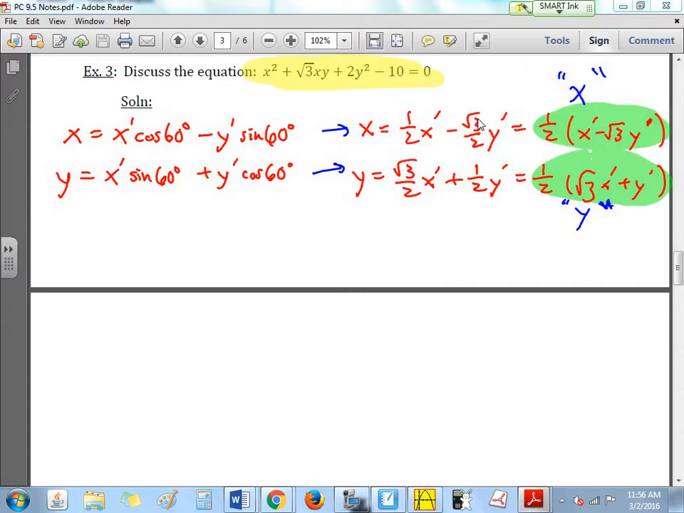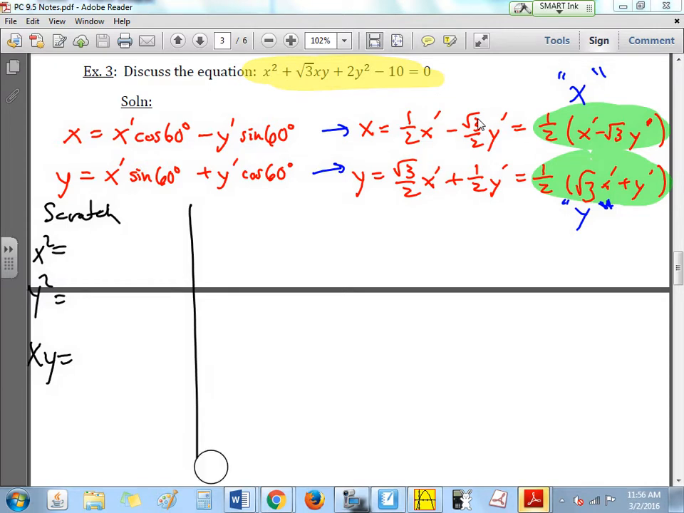Okay? So I'm going to do a little bit of a detour, like scratch work on the side here. I'm going to find x squared, I'm going to find y squared, I'm going to find xy, get these guys ready to go. And then I'll substitute them in, bam, bam, bam, into my original problem. Okay? All right, here we go.